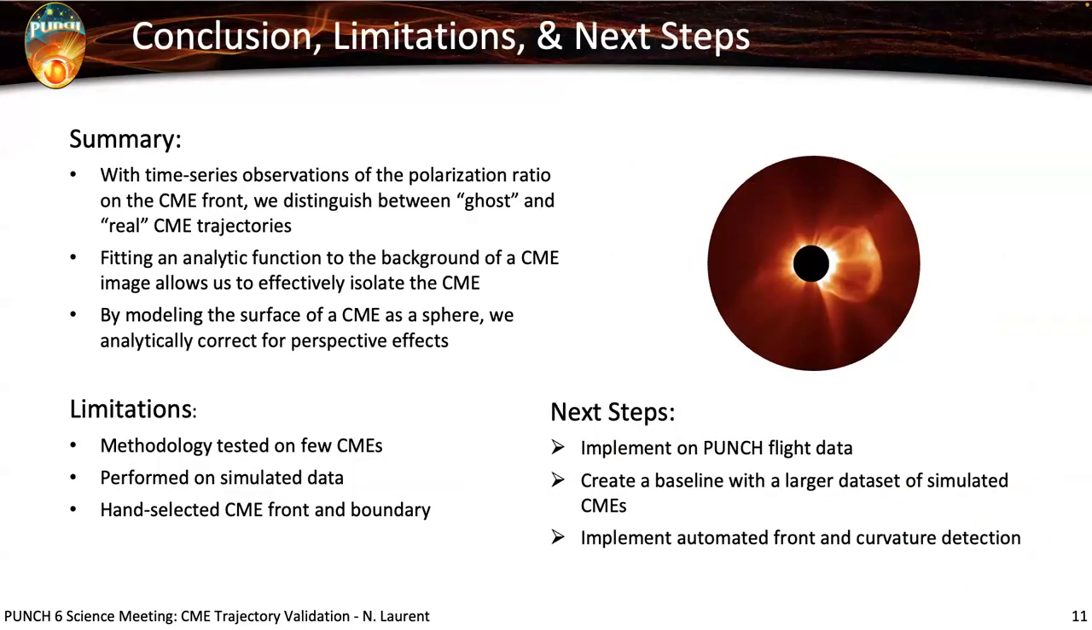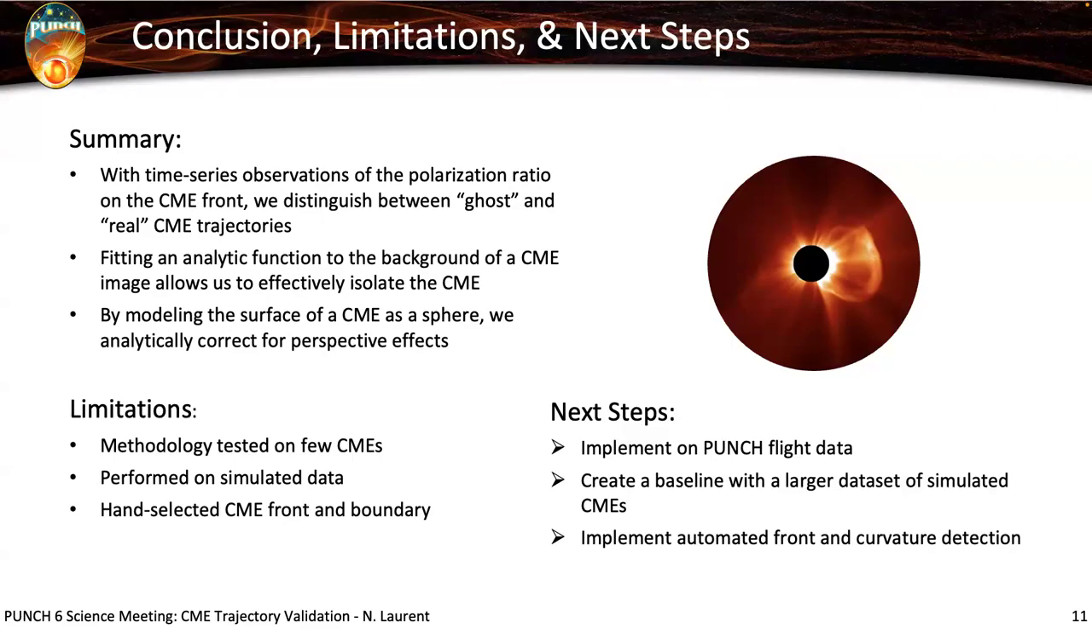Okay, and so in summary, we have demonstrated that with the CME challenge data we can use time series observations of the polarization ratio on the CME front to distinguish between ghost and real CME trajectories, resulting in a methodology for determining an out-of-plane exit angle. And by fitting an analytic function to the background of a CME, we can isolate it through background subtraction, and through modeling the surface of the CME, we can analytically correct for perspective effects.